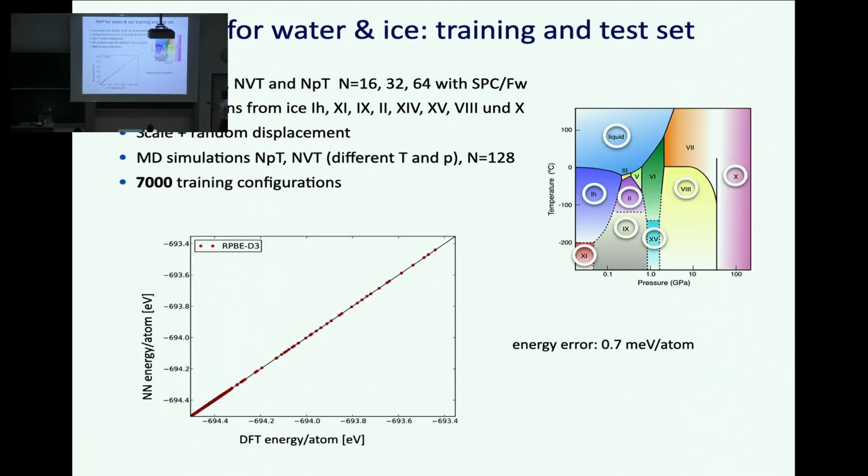Now, so here you see how well this works. DFT energy, this is the energy prediction of the neural network. The points are really on the straight line you want them to be. We have trained such a neural network for water and ice and for other substances. For the water and ice case, you need a suitable training set. We used liquid water and configurations taken from different phases of ice, and this is what you get in the end when you train with 7,000 configurations. The error is less than 1 milli-electron volt per atom.